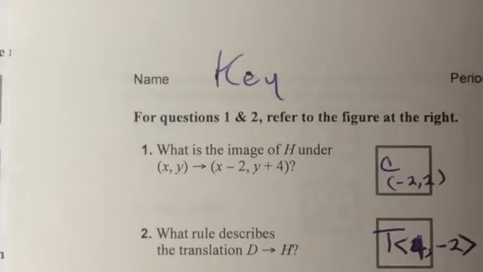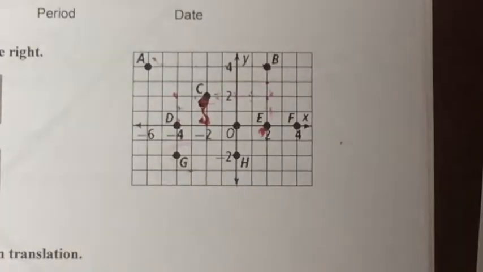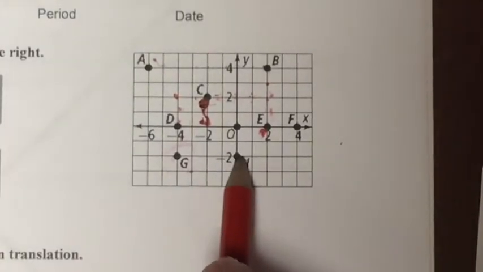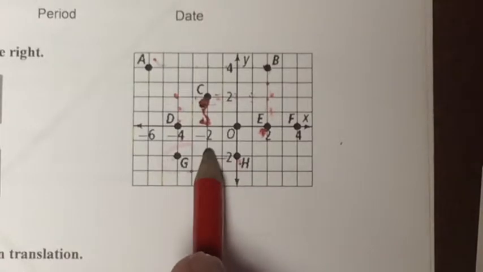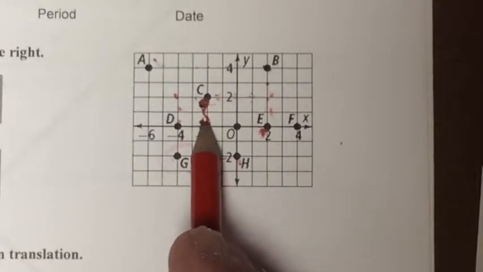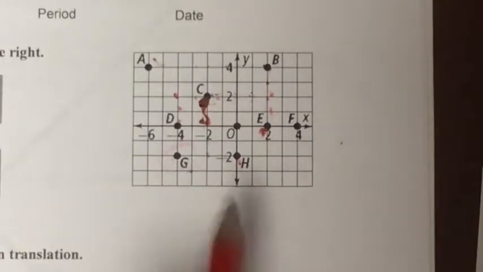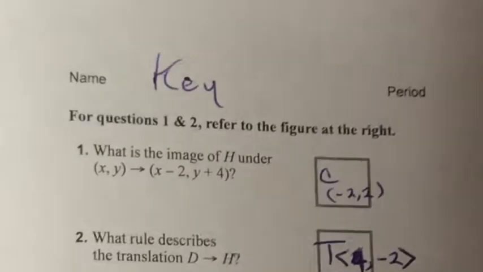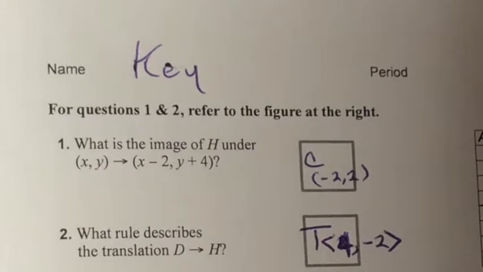What's the image of H under x comma y, x minus 2, y plus 4? So here's H. Where's H? Here's H. X minus 2 would be 1, 2, and plus 4 would be 1, 2, 3, 4. H maps to C. And if you had used the coordinates instead, that was fine, negative 2 comma 2. Okay.